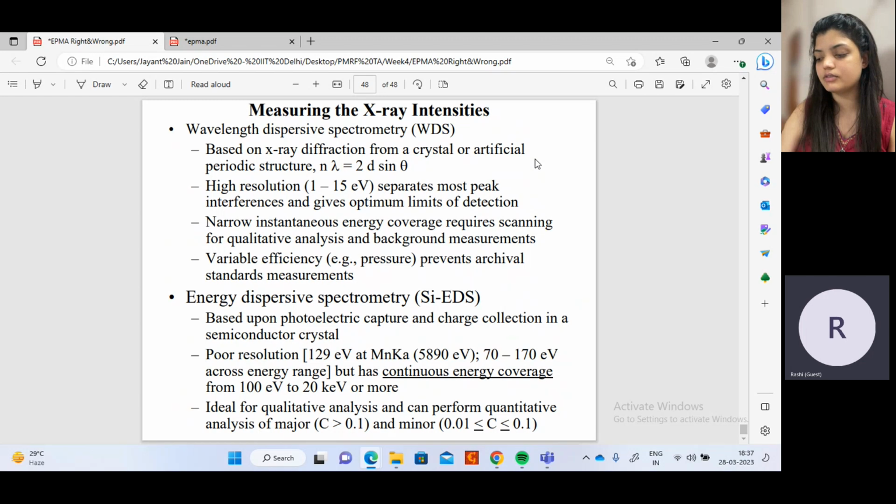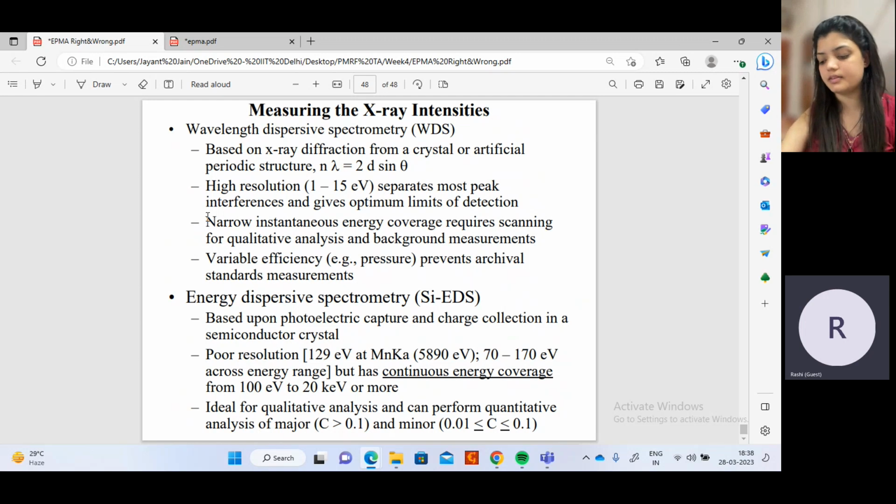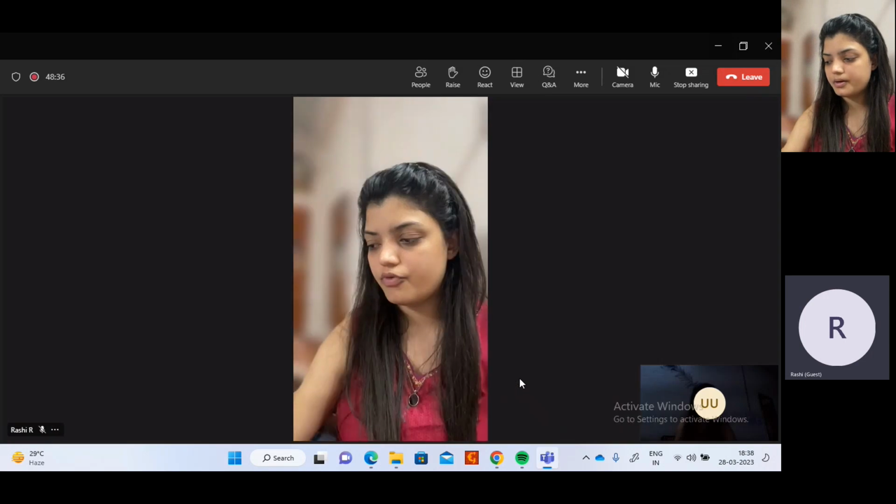But in case of EDAX, it is based upon the photoelectric capture and the charge collection in a semiconductor crystal, as sir has already discussed regarding how the detector works, the EDAX detector. Poor resolution across the energy range, but it has continuous energy coverage from 100 electron volt to 20 keV or more. Ideal for qualitative analysis and can perform quantitative analysis of major but not the minor. Okay, so this is about EPMA. They asked in the last class, that's why I discussed EPMA now a bit.